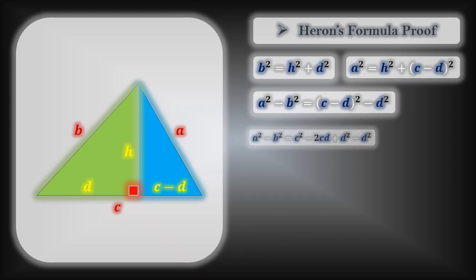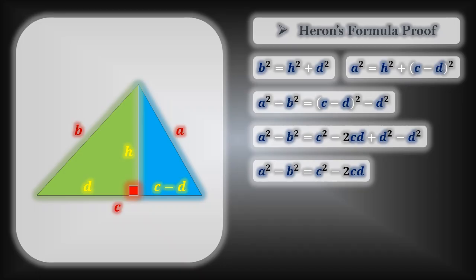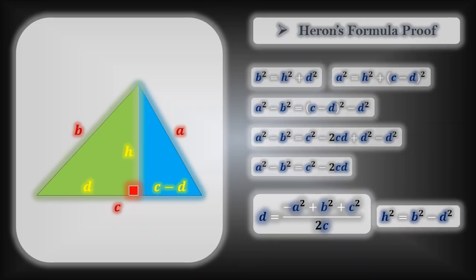Now we expand the remarkable identity. (c minus d) raised to the power of 2 is equal to c squared minus 2 multiplied by c times d plus d squared. So we obtain a squared minus b squared is equal to c raised to the power of 2 minus 2 multiplied by c times d. Therefore, d is equal to negative a squared plus b squared plus c squared, all divided by 2 multiplied by c. From the first equation, we also have h squared is equal to b squared minus d squared.